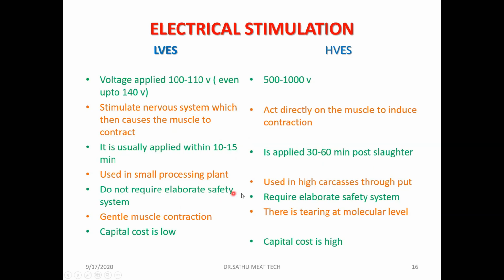Do not require elaborate safety system. Here we are using high voltage, naturally we require an elaborate safety system. Yes, the general muscle contraction, there is a violent muscle contraction which leads to tearing at the molecular level. Capital cost is low, capital cost is high, and it is also labor intensive. For each animal we have to put this probe and do it, or we can go with the rub bars that I'll be discussing later. Okay.